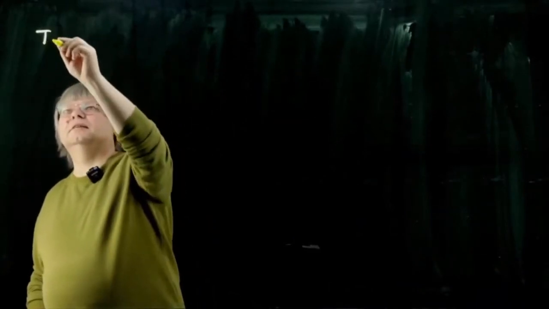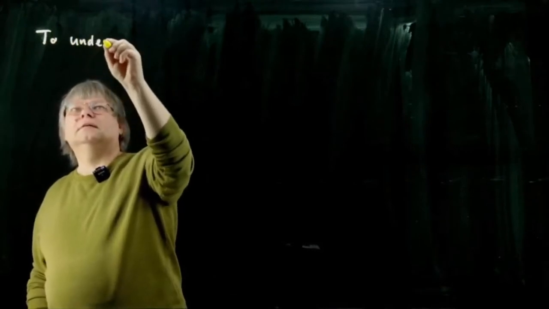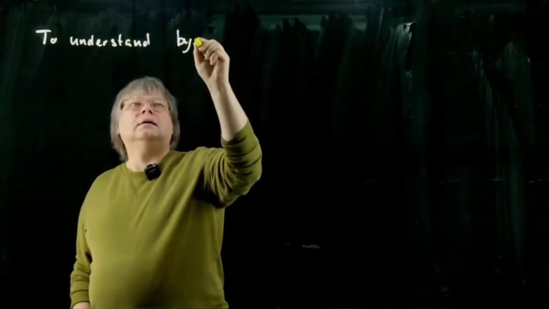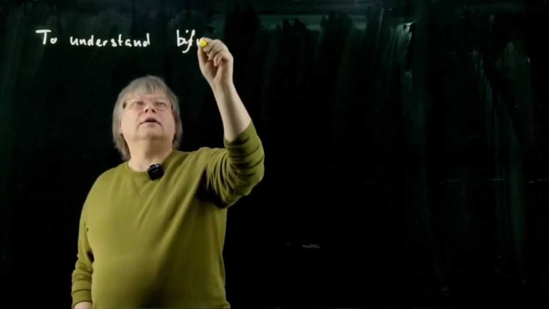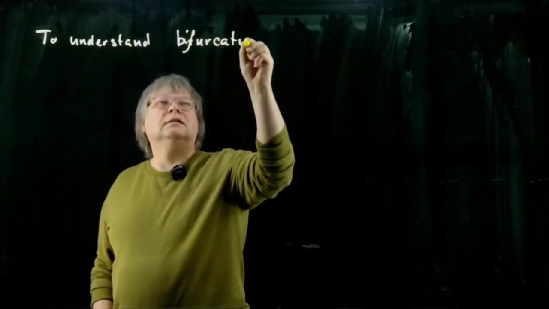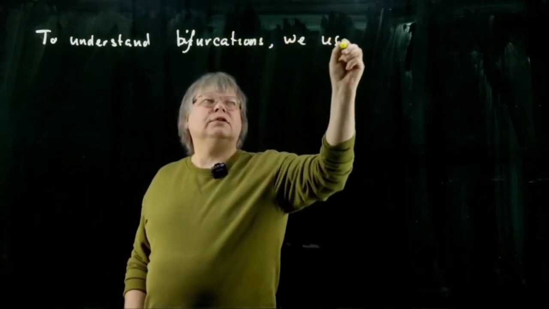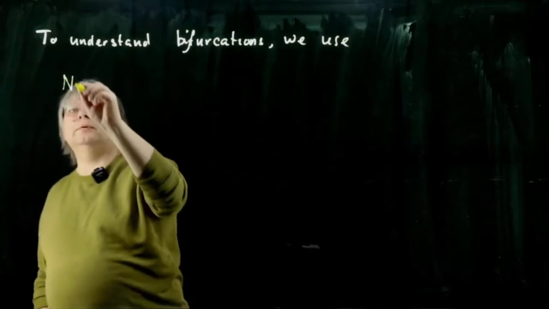To understand these bifurcations, we use something called a normal form.